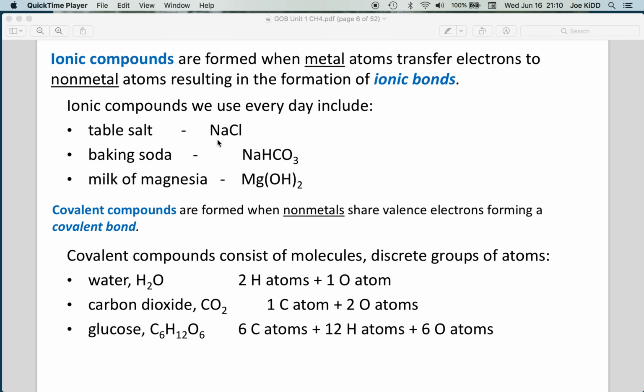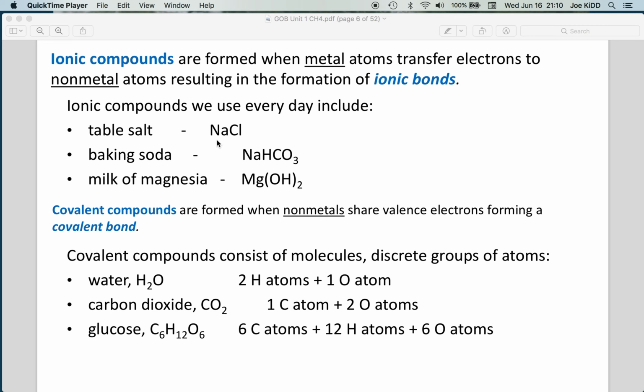So we have 1 valence shell electron on our metal and 7 valence shell electrons on our nonmetal. It's a lot easier for sodium to give up that 1 valence shell electron, and it's a lot easier for chlorine to accept a valence shell electron, each of these satisfying that full outer layer, right, than for chlorine to give up 7 electrons and sodium to gain 7 electrons.